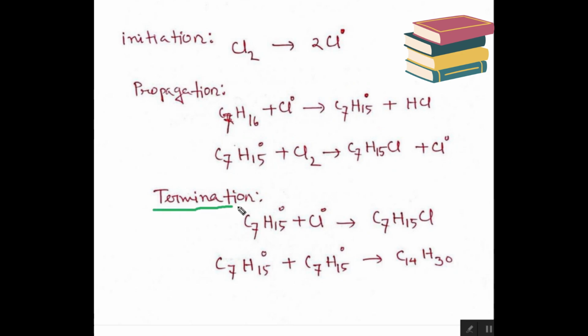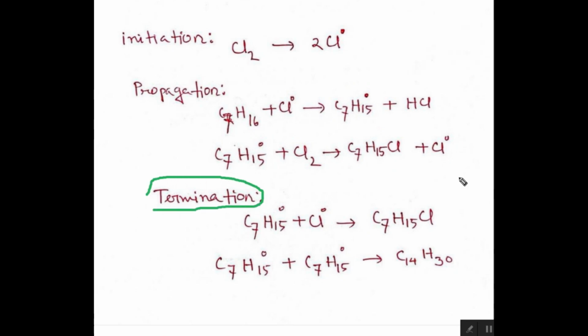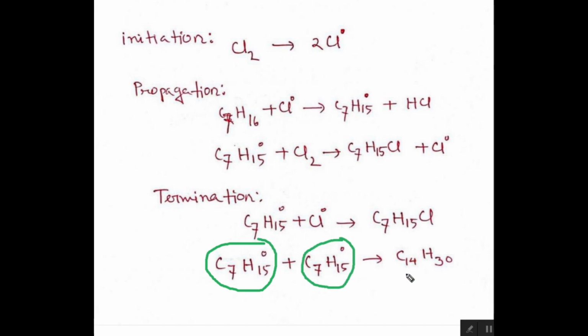Then termination. Heptyl radical reacts with chlorine radical. Termination means the reaction stops, to form chloroheptane or heptyl chloride, and 2 heptyl free radicals react to produce C14H30, an alkane.